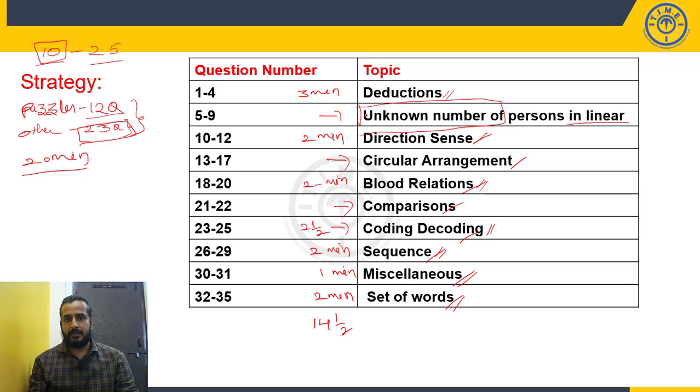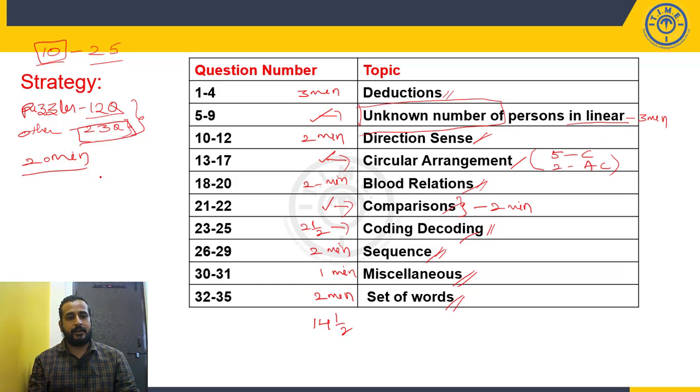Now, in the remaining puzzles, the first preference we are going to give is the comparisons, because comparison questions are very easy and we have only 2 questions. Maximum it may take 2 minutes to complete. Circular arrangement has 5 questions, and the specialty is that 5 are facing center and 2 are facing away from the center. Among unknown number of persons linear and circular, if you attempt any one puzzle, it will take 3 minutes. So 14 plus 2, 16 and a half, plus 3, 19 and a half minutes. So almost your 20 minutes is done.